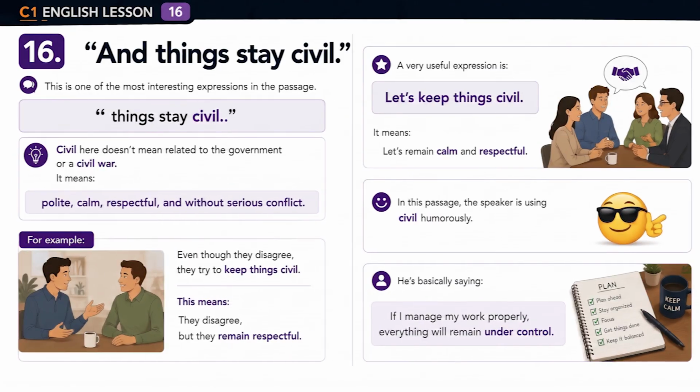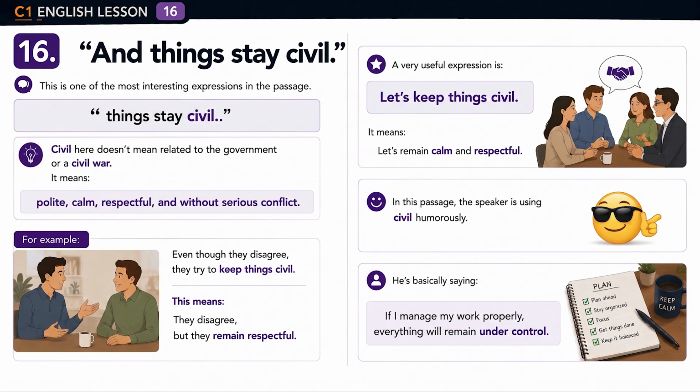And then we have, and things stay civil. This is one of the most interesting expressions in the passage. Things stay civil. Civil here doesn't mean related to the government or a civil war. It means polite, calm, respectful, and without serious conflict. For example, even though they disagree, they try to keep things civil. This means they disagree, but they remain respectful. A very common expression, a very useful expression.